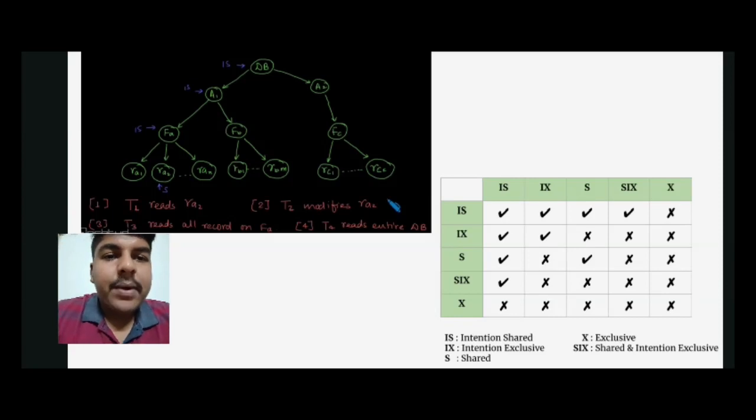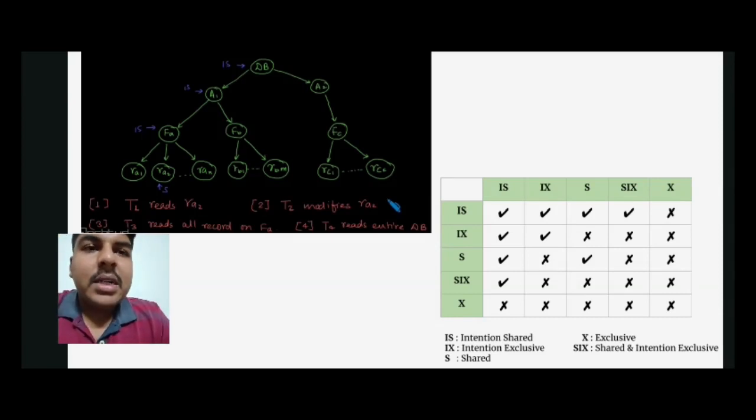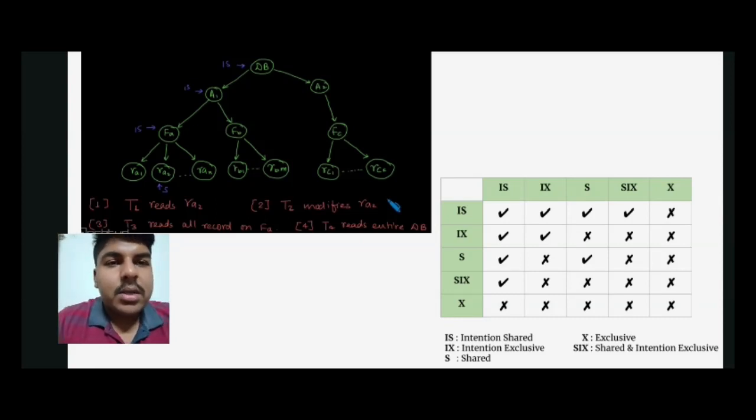So the first operation, T1 reads RA2. In order to read the record RA2, which is at the end level, first we have to follow the database, then the area, then the file, then we reach the RA2 record. In order to do this, there are some particular methods. First, in order to read the records present in a database, the database should be of intention shared lock, an area should be of intention shared lock, and a file also should be of intention shared lock. Then in order to read the record, it should be of shared lock type.